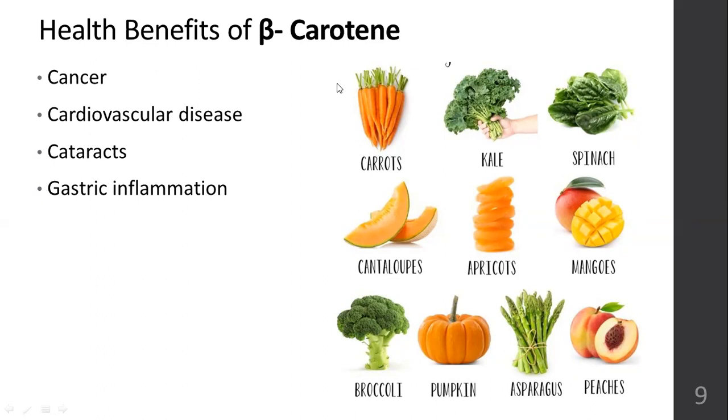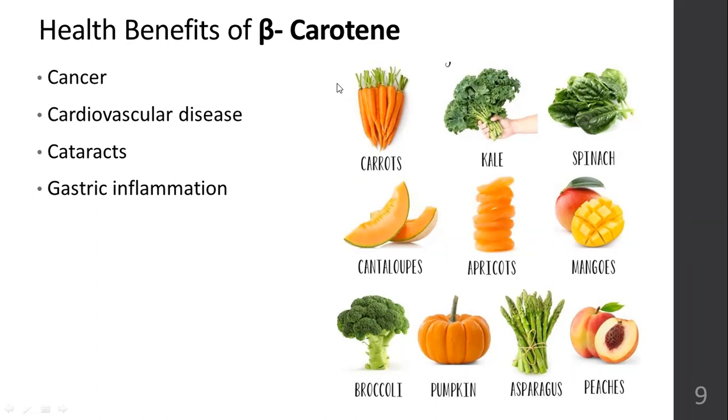Then cardiovascular diseases. Beta carotene may also be an important nutritional weapon against cardiovascular diseases. Since it is rich in antioxidants, it can tackle the free radical attack that can happen to your arteries, in which the arteries will become loose and weak, and weak arteries are susceptible to plaque, to atherosclerosis.